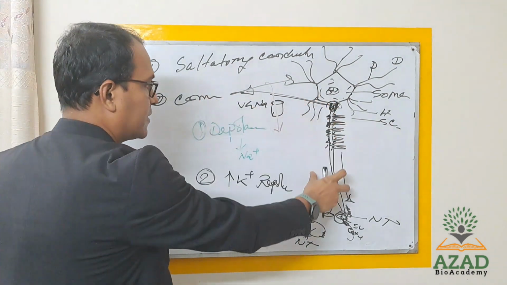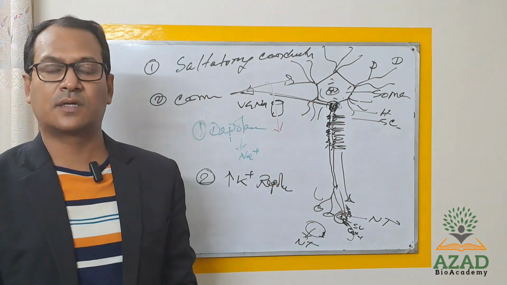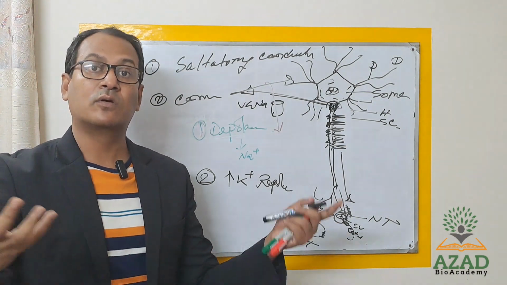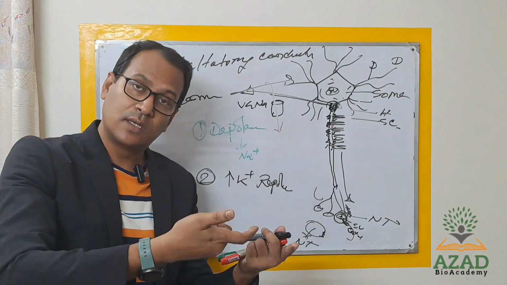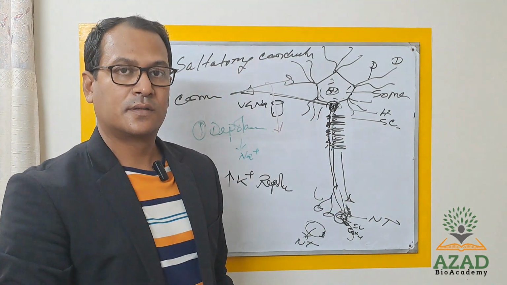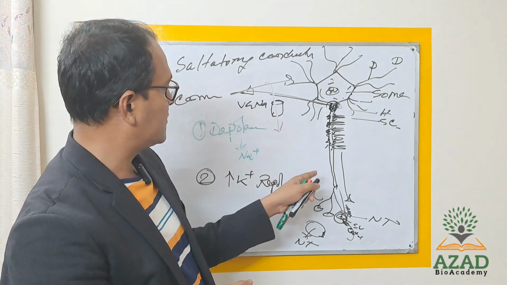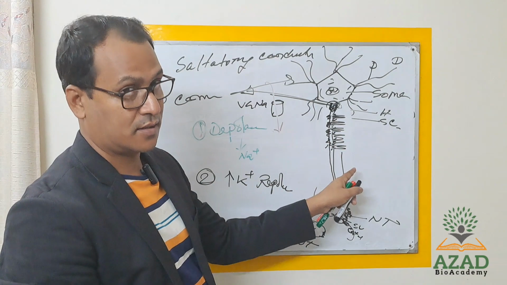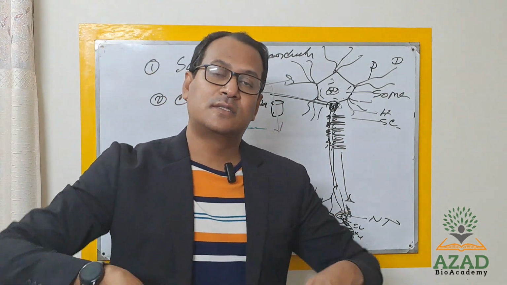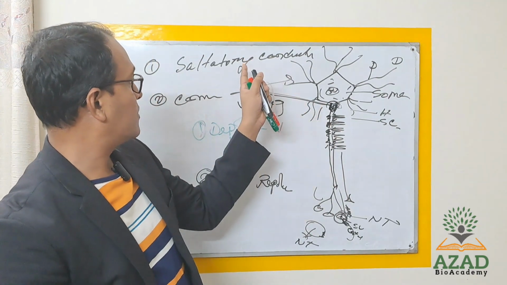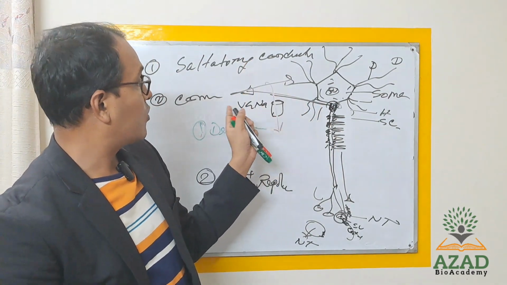And in unmyelinated nerve, the action potential is very slow, and it will consume energy to restore the membrane potential for each and every part. Okay, so already I discussed the action potential generation, that is depolarization and repolarization. So just think of it like saltatory conduction, that is conduction of the nerve.